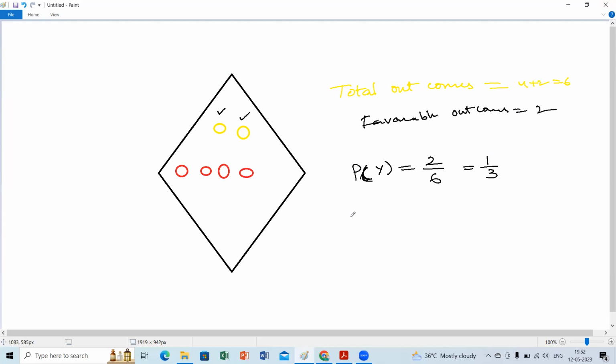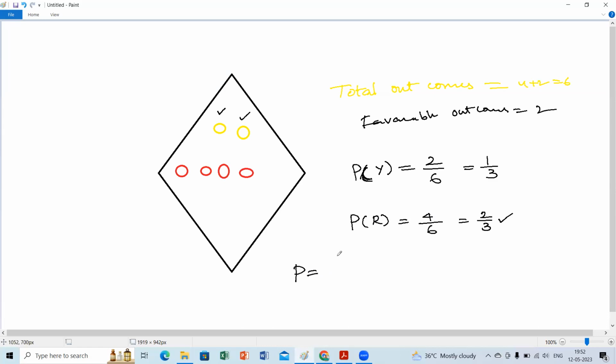Suppose the probability of getting red: 4 by 6, or 2 by 3. 2 by 3. That means what is the probability, children?